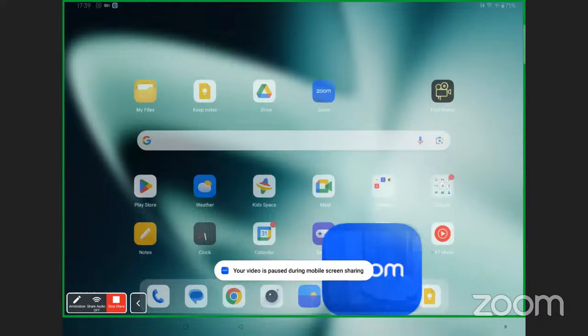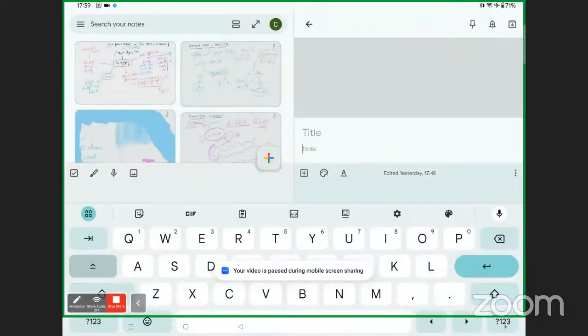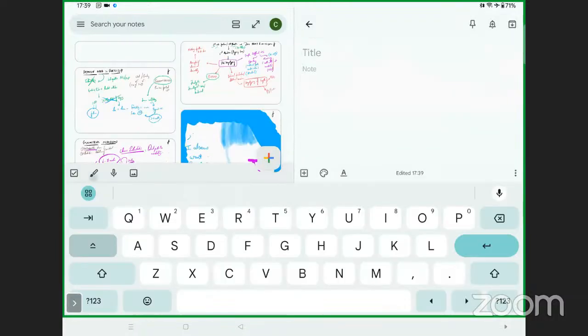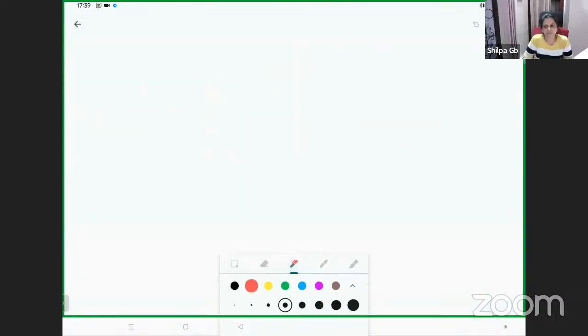Shilpa madam, please stay unmuted because I'll be sharing the screen and I'm on the highway. So, right. So can you see my screen? Yes, yes. Okay. Okay, fine.